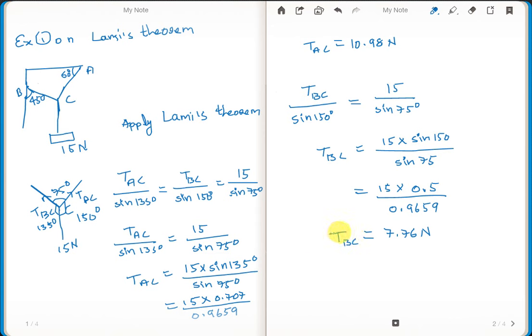This is the way of calculation for finding the tensions in the strings when two strings are connected with a load like this, by applying Lami's theorem. This is an example we can consider for Lami's theorem for finding the required forces. I hope you understand. It's a simple example problem on Lami's theorem.